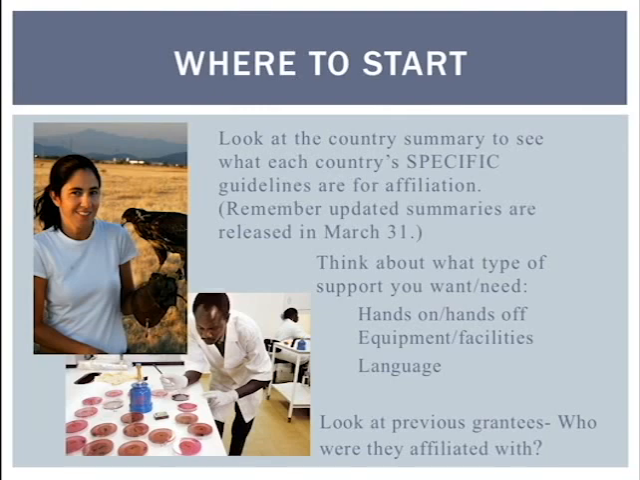The next thing to do is to think about what kind of support in country you want and you need. What kind of support does your project need? Are you looking for a mentor who's more hands-on or hands-off? What sort of equipment and facilities, or access to resources, do you need for your project? And what sort of language or other cultural restrictions or challenges might you face that you would need an affiliate to help you with or overcome?